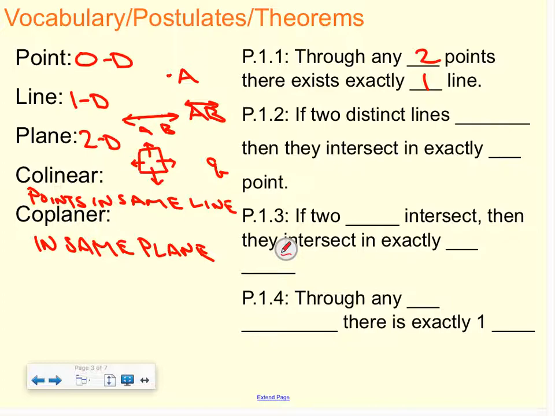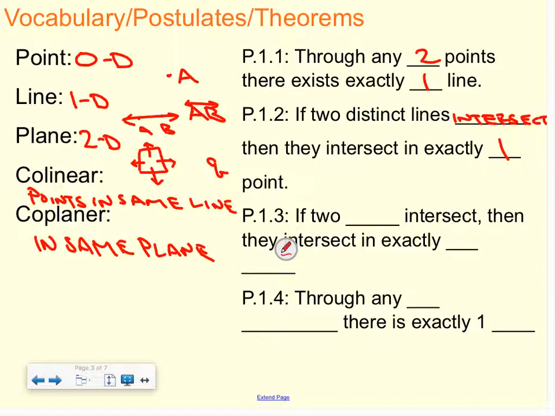The second postulate that he came up with: if 2 distinct lines intersect, then they intersect in exactly 1 point. And again, this should be pretty simple for you. You should be able to think, all right, yeah, if I have 2 different, distinct lines, they're only going to cross in 1 spot. They can't cross in more than 1 spot unless they're not lines.